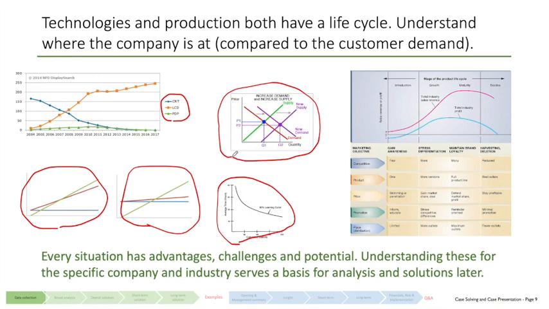Last but not least, on the right-hand side, we could try to collect data on how the industry is developing. This is a model indicating that every industry, every company, every technology goes through certain cycles. It's actually four cycles: introduction, growth, maturity, and decline.